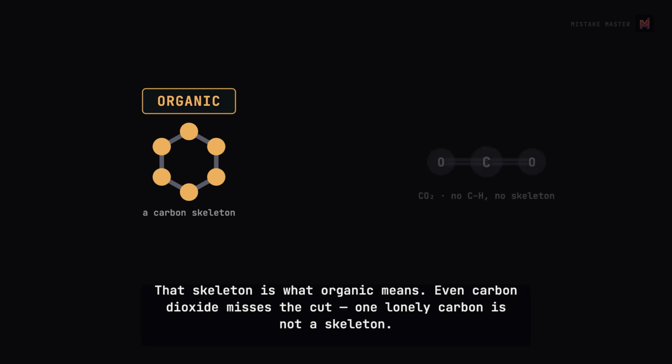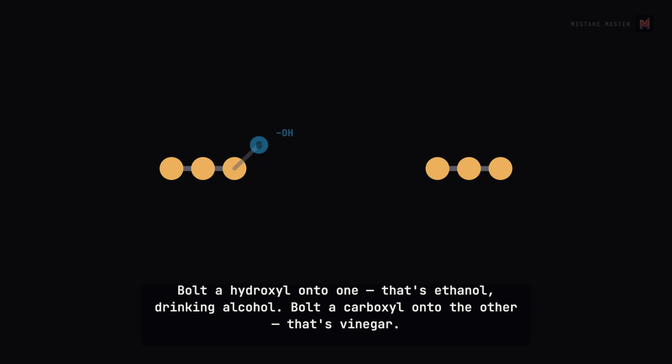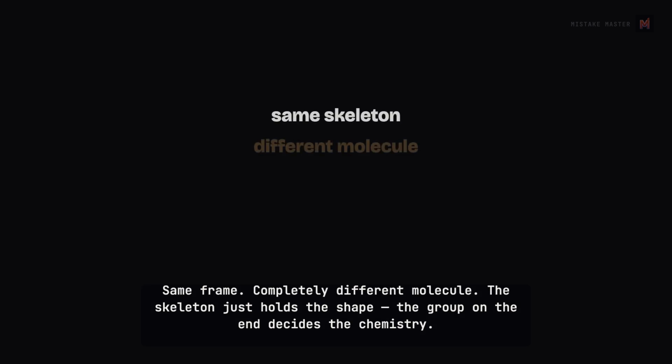Even carbon dioxide misses the cut. One lonely carbon is not a skeleton. Now the mistake that costs the most marks. Here are 2 molecules with the exact same carbon skeleton. Bolt a hydroxyl onto one. That's ethanol, drinking alcohol. Bolt a carboxyl onto the other. That's vinegar. Same frame, completely different molecule.